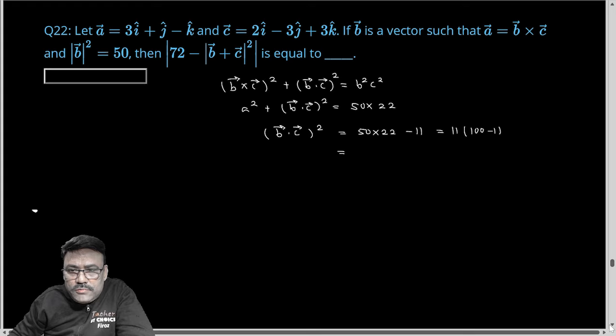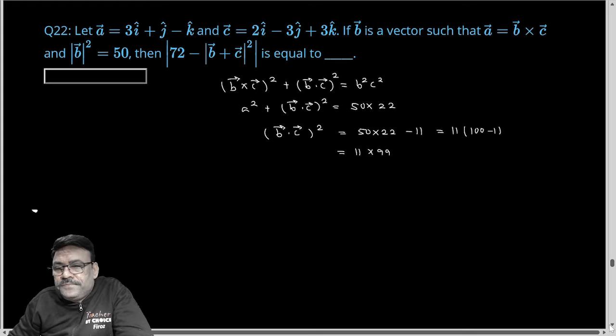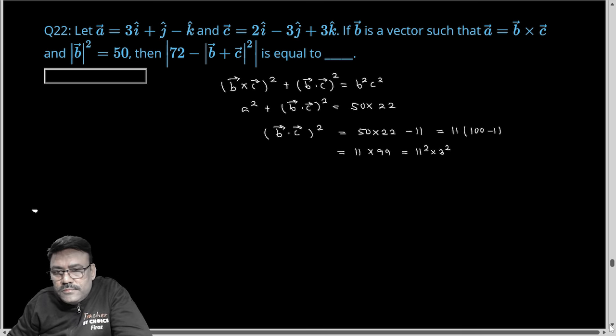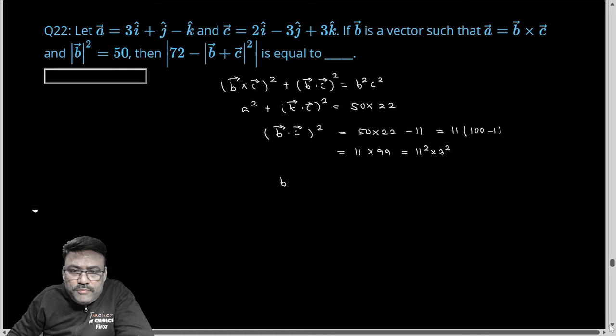So 11 into 99, which is basically 11 square into 3 square. So ultimately you are getting B dot C whole square, and B dot C is equal to plus minus 33.